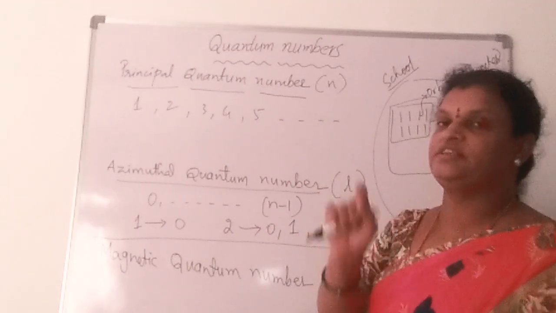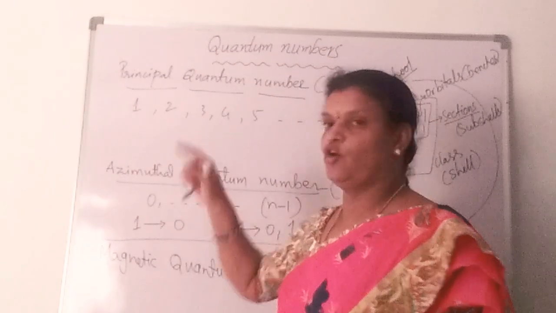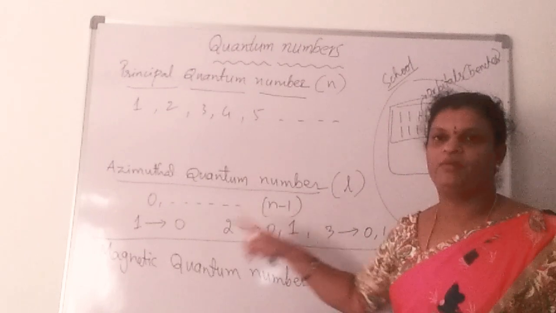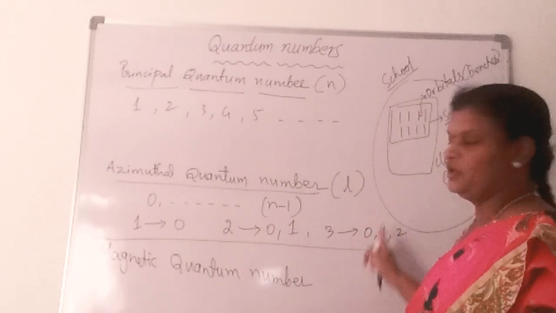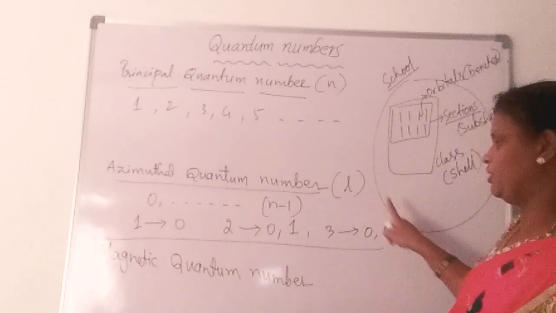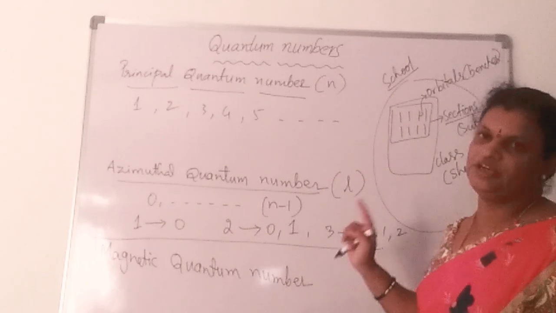The value of this azimuthal quantum number starts from 0. Value is 0. How many values are there? 1. Here values are 0 and 1. How many are there altogether? 2. Here values are 0, 1 and 2. How many values are there together? 3. Like that, in each shell, how many subshells are there? That number of subshells is equal to the number of the shell.